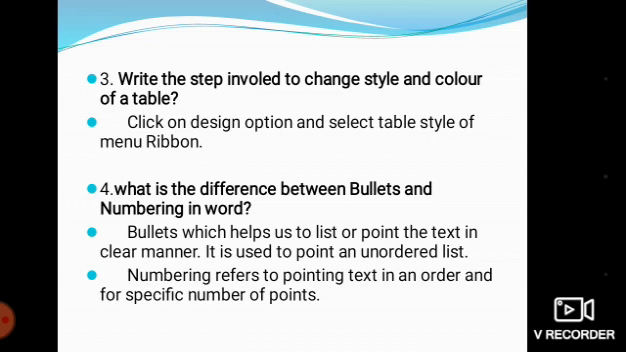Okay children. Next question is, what is the difference between bullets and numbering in Word? Answer is, bullets help us to list or point the text in a clear manner. It is used to point an unordered list. Then numbering refers to pointing text in an order and for a specific number of points.